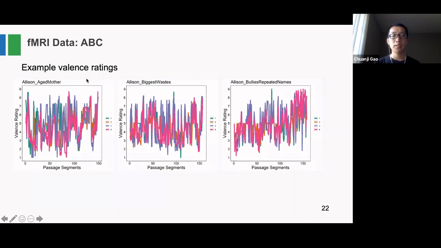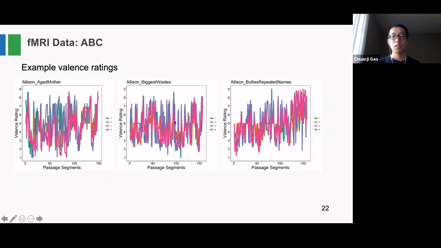So first of all, I'm going to show you some example valence ratings. The figure shows three example valence ratings from three different passages. For this passage, Alice and Age Mother, as you can see, the x-axis is the passage segments. We have altogether 150 passages, and then we got the valence rating for each of the segments, and the different colors show the four independent raters. As you can see, in general, it's very consistent across different raters.